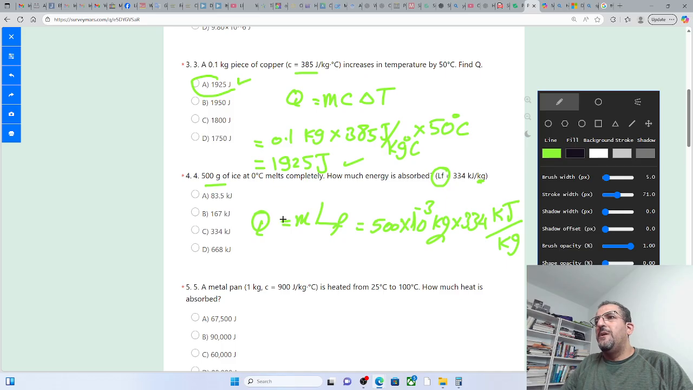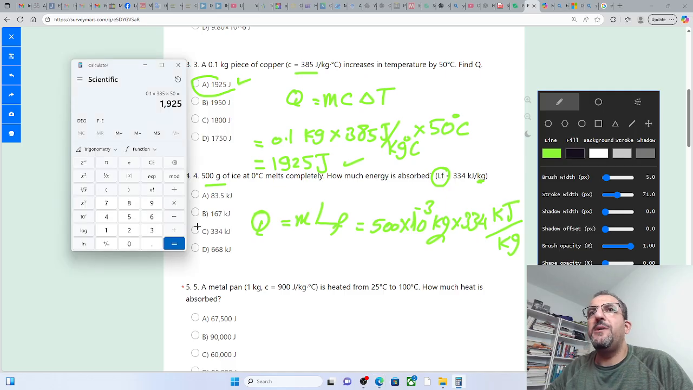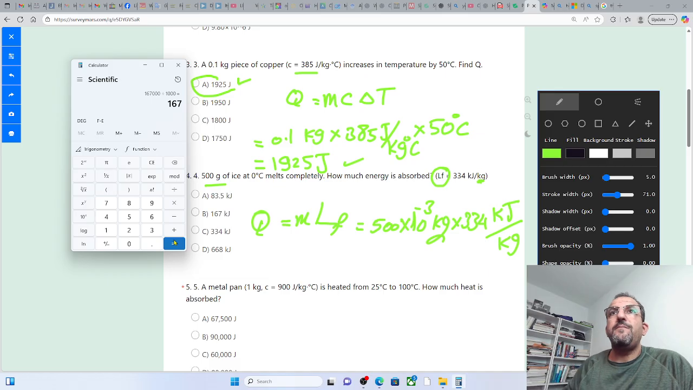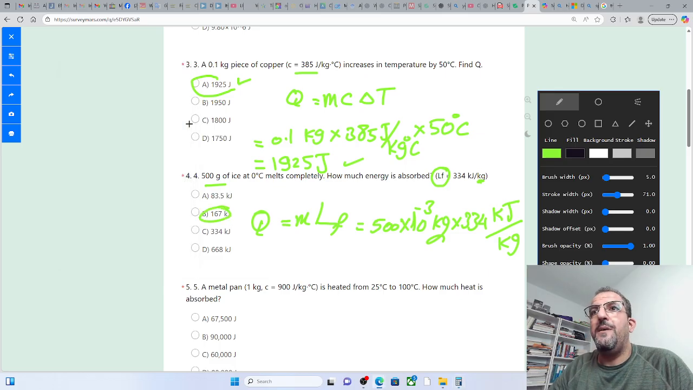Okay, so now just do the multiplication. And that's it. So we can do 500 times 334, and then we divide by 1000, so that gives me 167 kilojoule, which is this answer right here that you can see right here, guys. Okay, this is the right answer.